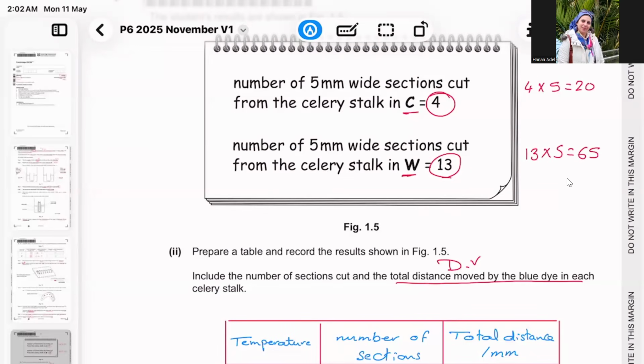So the table needs the temperature, but we don't have a specific value, just cold and warm. And the number of sections of each, because it asked about that, and the total distance that we calculated here. And don't forget the measuring unit: this is 20 mm, and this is 65 mm. Why do we use millimeters? Because each section is 5 mm, so we have to use the same measuring unit.